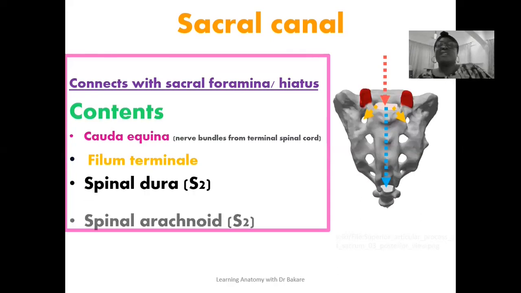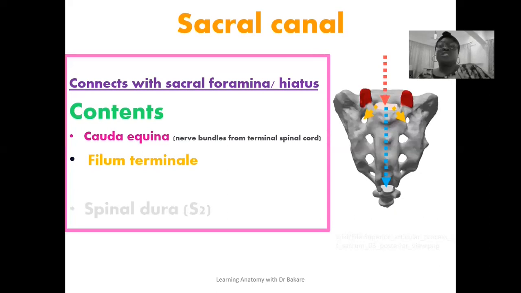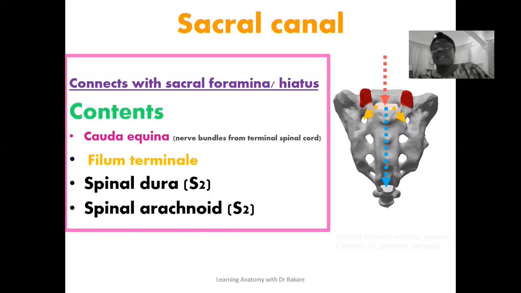We also have the spinal meninges, which include the dura mater and also the arachnoid mater. So these two structures are seen to extend also into the sacral canal. But these two structures are seen to be limited to the second sacral level. So these are the structures that are seen to be contained within the sacral canal.